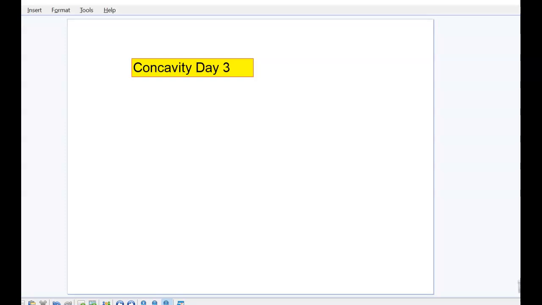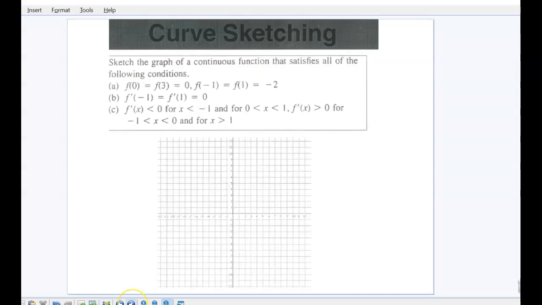In the last part of section 4.3, we're going to look at curve sketching and concavity. So let's say we're given the following conditions and we're asked to draw a sketch that has these following conditions. First of all, these first values given to us in A are really points. So we know that f of 0 equals f of 3 equals 0. So we know that at 0, we're at 0. And we know that at 3, we're at 0.